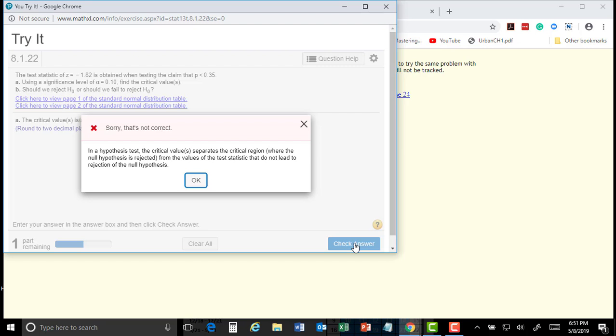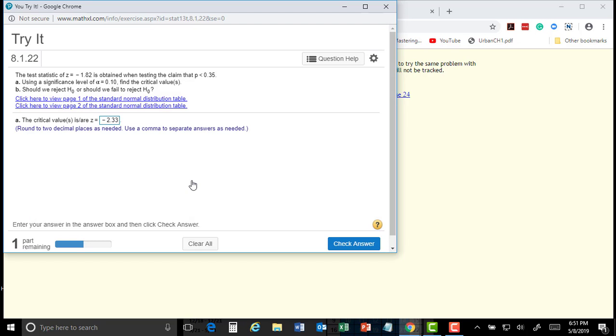The hypothesis is critical from the value of the test statistics and do not lead to rejection. It's a one-tailed test. So we put all of this on one tail. Well, in the test on the final, I'll look to see if it's close. It's a one-tailed test to the left. I thought we did it correctly.